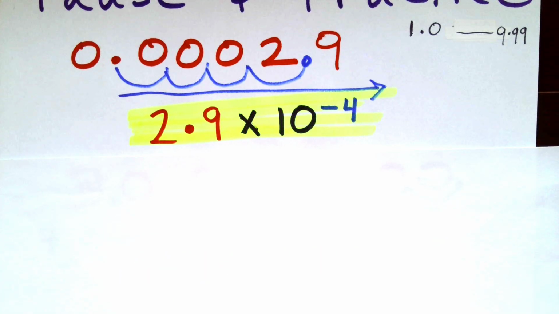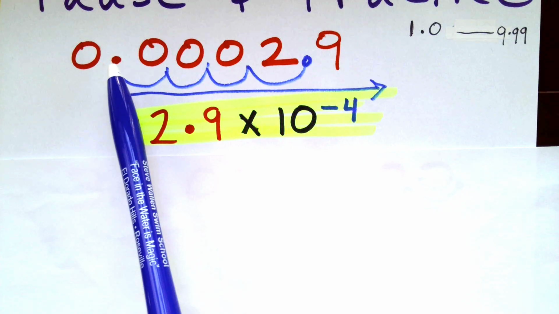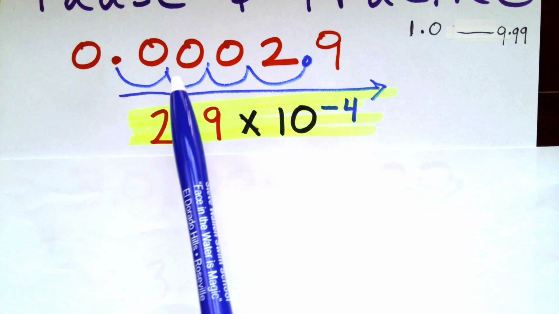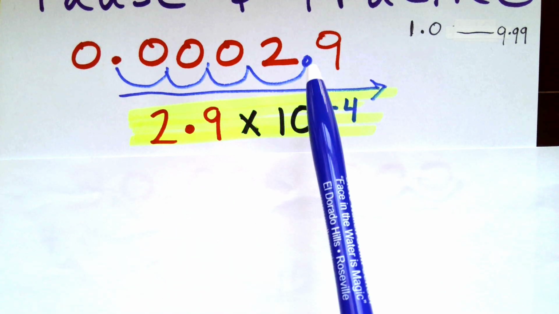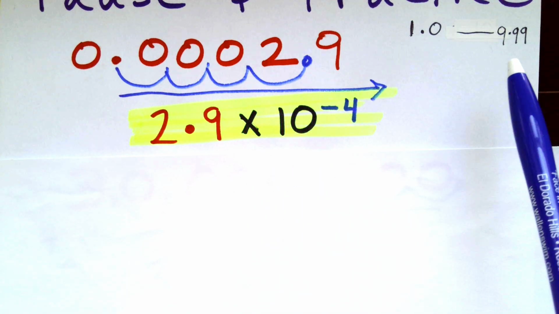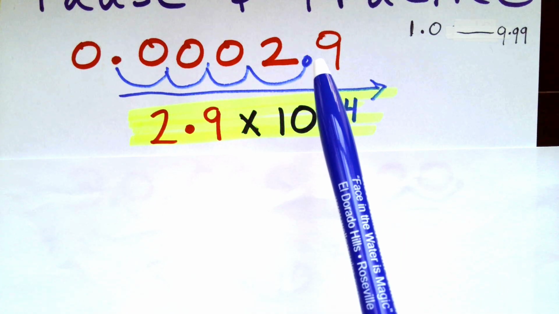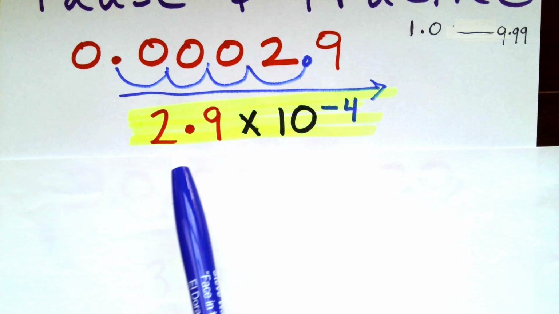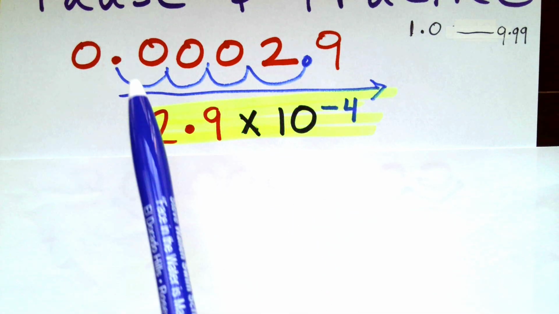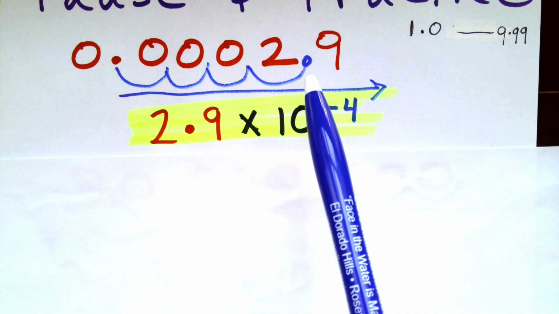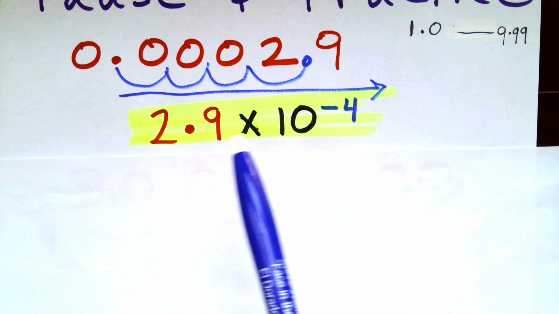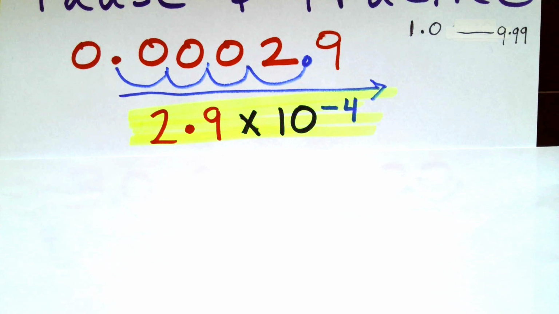All right, welcome back. So we took the decimal. We need to create a number between 1.0 and 9.99. So I take that decimal, I move it to the right 1, 2, 3, 4 times. I got a number that's 2.9. Is that between 1.0 and 9.9? Yes. So I stop moving the decimal at that point. That's my new coefficient, 2.9. The times 10 will always be there. And how many times did I move it to the right? 1, 2, 3, 4 times to the right. Remember, when you move the decimal to the right, that's a negative exponential value. 2.9 times 10 to the negative 4.